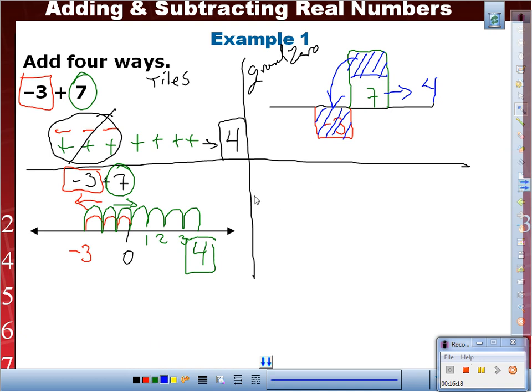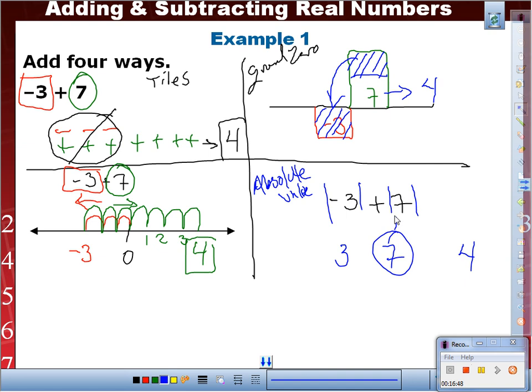And the last way, using the absolute value. -3 plus 7. Here we go. What is the absolute value of -3? 3. What is the absolute value of 7? 7. Are they the same sign? No, so we subtract. 7 minus 3, that's 4. Which is the greatest absolute value? 7. What is the original sign? Positive, so this is +4.